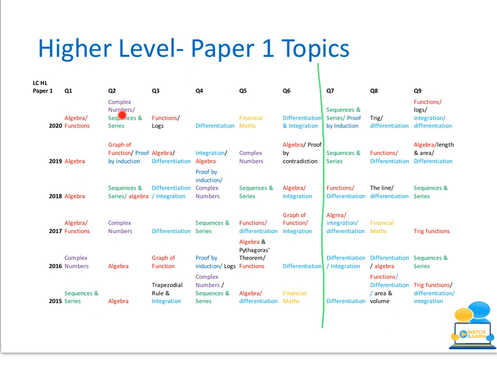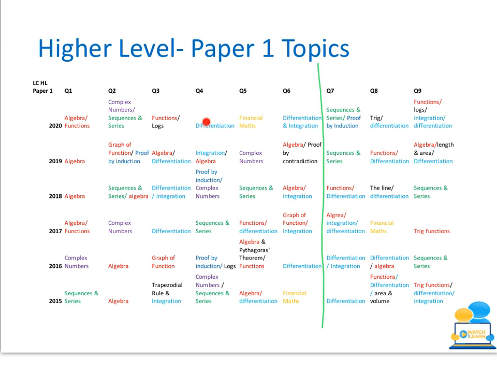We can see complex numbers here in purple has come up in 1 question every single year. So again, quite a good one going into your exam, knowing it has come up in some shape or form. That being said, it has come up with other topics as well, so it's not necessarily going to be standalone, but again, it has come up every year.